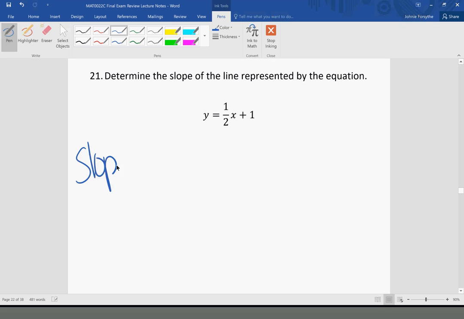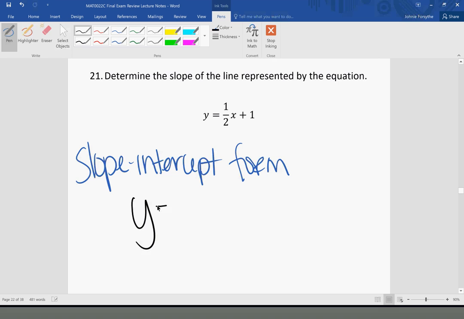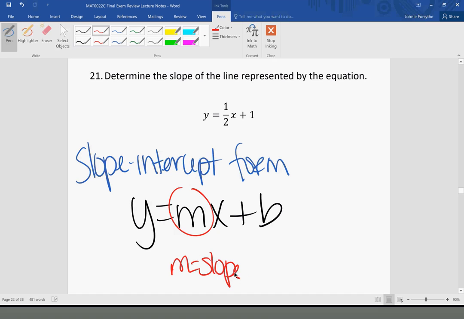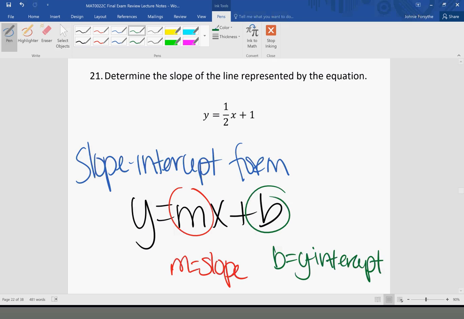Okay, so slope intercept form is y equals mx plus b. So m is your slope, and b, oh, I want it green. I love my colors. Y'all haven't figured that out. B is your y-intercept. This form is like one of the most helpful ways of dealing with linear equations that you'll ever deal with.